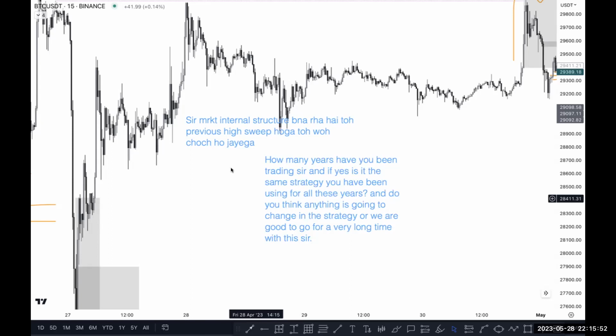When we market sweep EOB, then how can we do it? EOB means, I do not understand. Can you explain? Extreme order block. Okay, extreme order block.